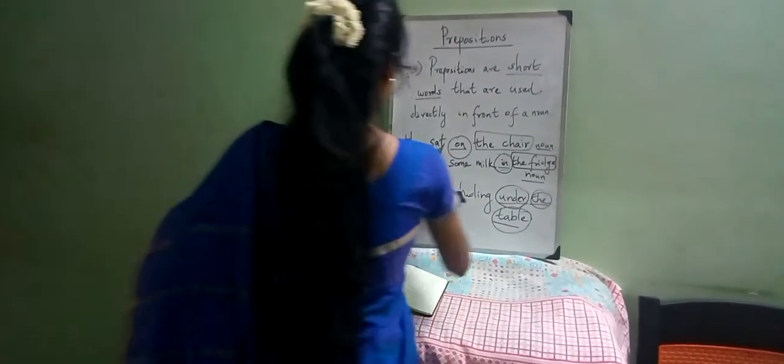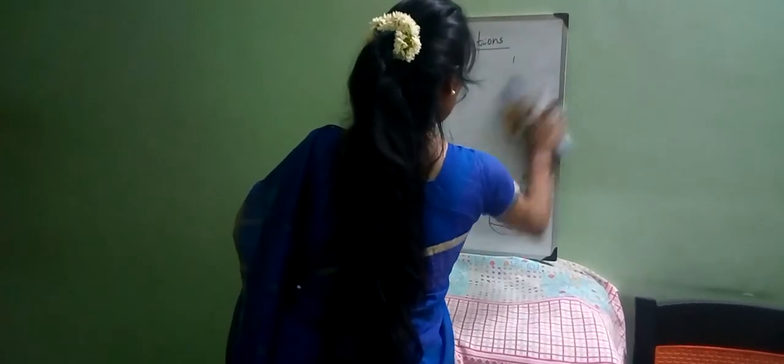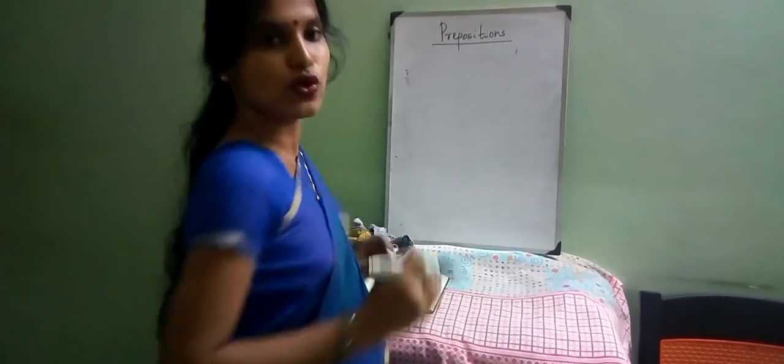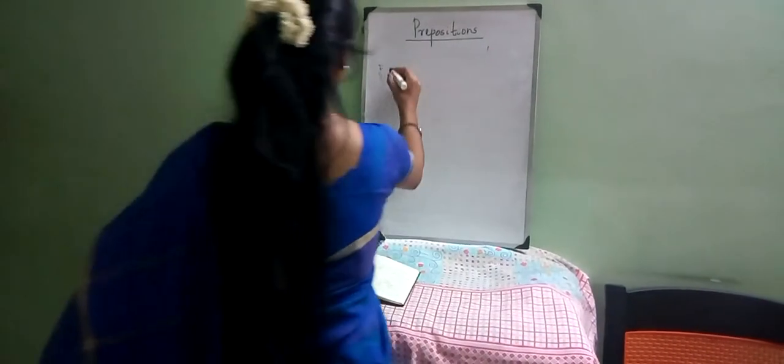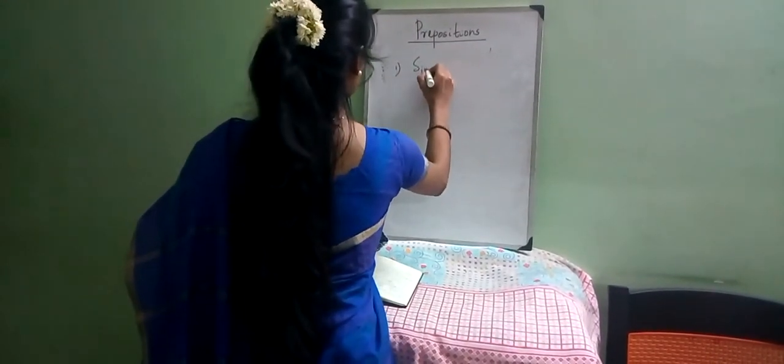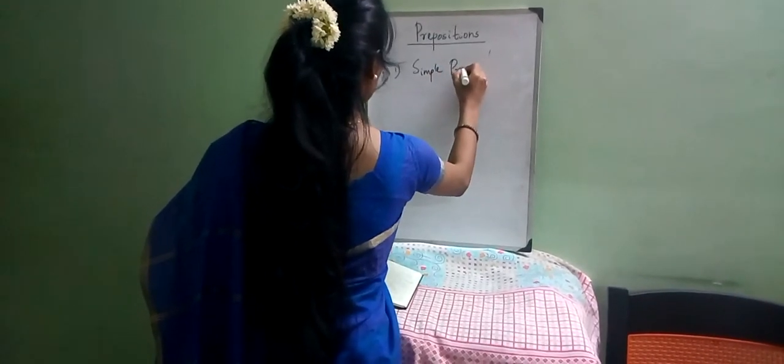So, I told you I will teach you two different types of prepositions today. These two types are very important because these are the commonly used prepositions. We have totally 5 different types of prepositions, but today we are going to deal only with 2 different types. Once I start giving the examples, once I start explaining the 2 different types, you can understand it in a very clear way. So the first one is simple prepositions.